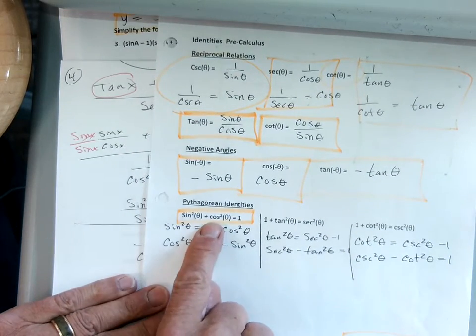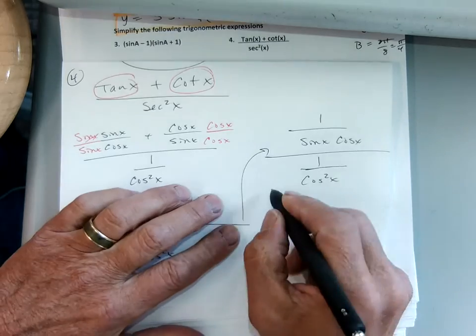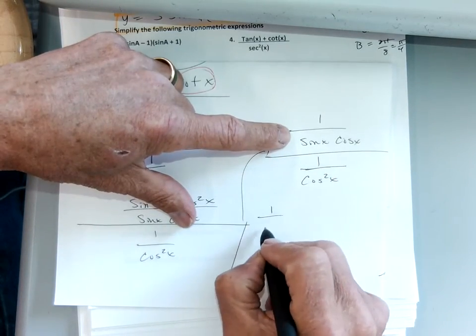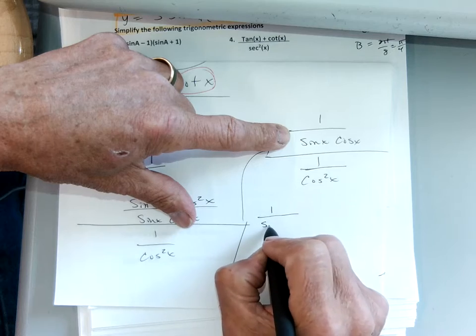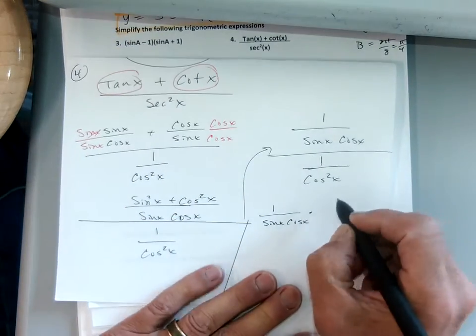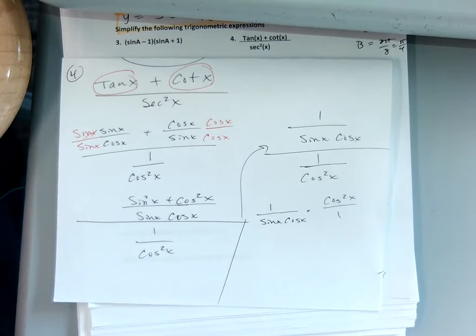Sine squared plus cosine squared is equal to 1. So now, you probably know I'm going to invert and multiply, right? You've got a fraction divided by a fraction. So let's bring this down and rewrite this as 1 over sine of x, cosine of x, times, and I flip it, right? Invert and multiply. Cosine squared of x over 1.